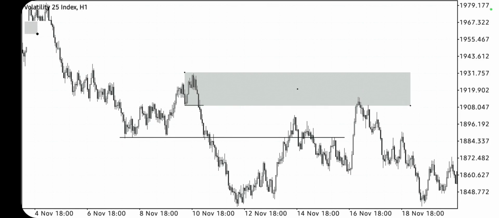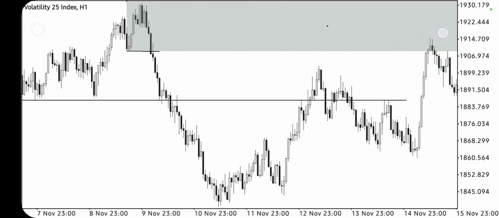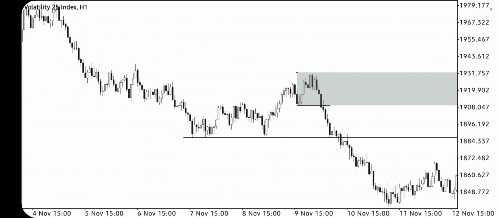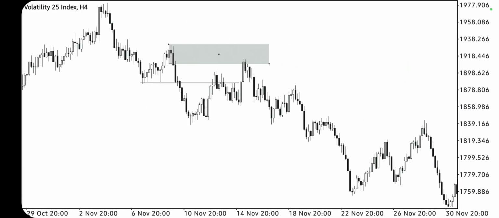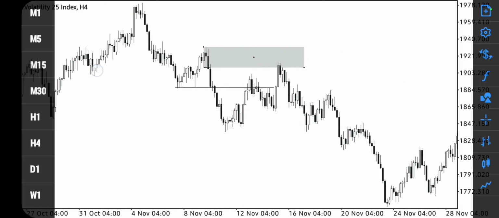So basically we had a primary zone tested. We had the primary zone tested in this area. You can see the market entered into it and then it reversed back almost immediately. We had a break of structure. Let me explain that again. On the first time frame, you can see the break of structure here clearly. We had the break of structure to the downside.